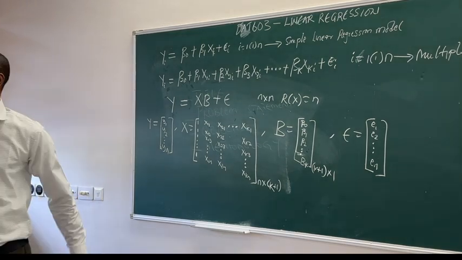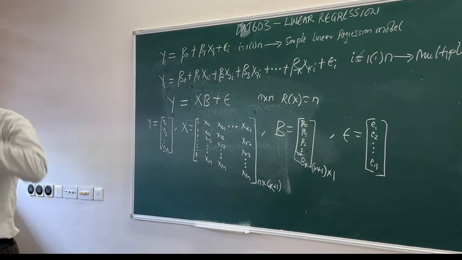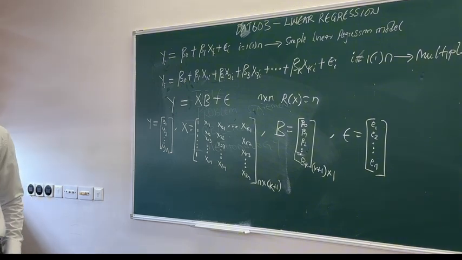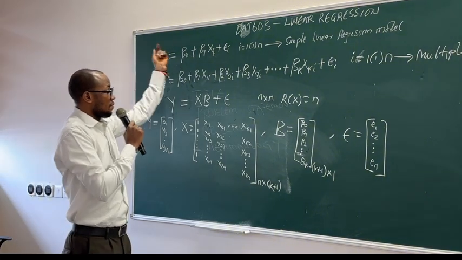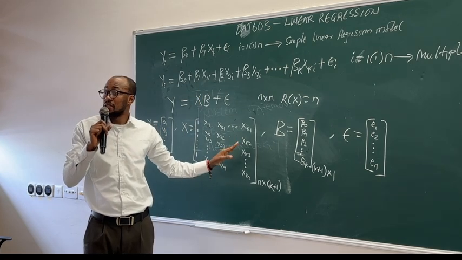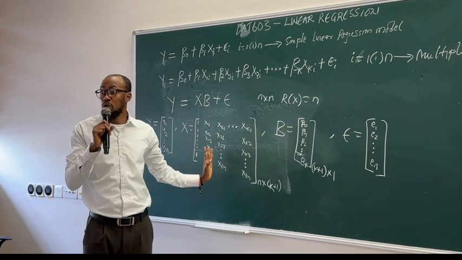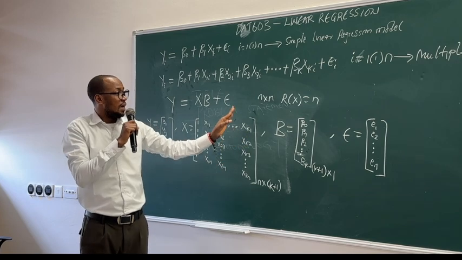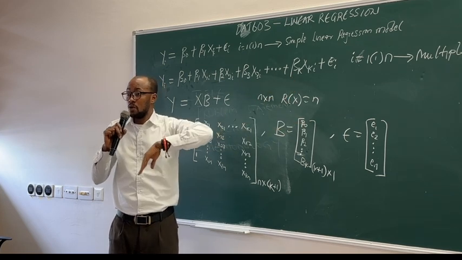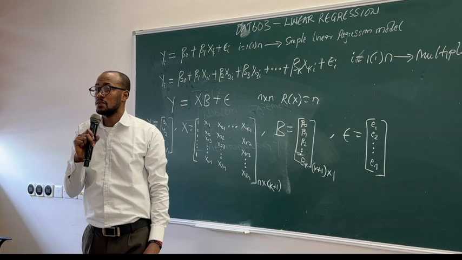Quickly, let me take your question, please. You didn't get what? Full rank, yeah. I said if this matrix is a symmetric matrix, or a matrix where the number of rows is equal to the number of columns, the rank of the matrix will be equal to the number of rows or the number of columns. Then we say the matrix has what? Full rank.